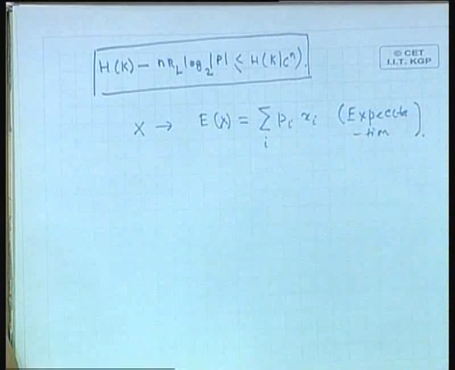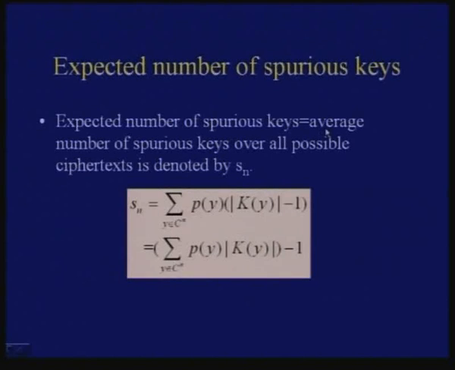So, we apply this and we find the expected number of spurious keys. What is the expected number of spurious keys here? It is the average number of spurious keys over all possible ciphertexts, and this is denoted by the variable Sn. So, Sn is nothing but the sigma of the cardinality of Ky minus 1, because this is the number of spurious keys, multiplied by the probability of this event. What is the probability of this event? That the ciphertext y is chosen, right. That is Py, and this calculation is done for all possible ciphertexts.